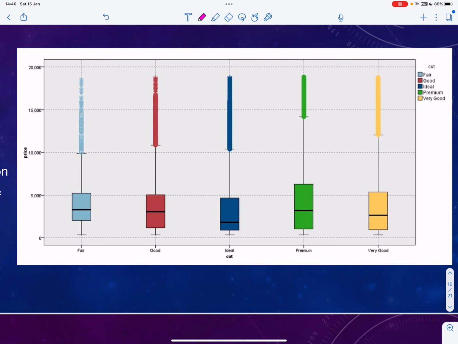So to review, a box plot is about a distribution. This is the first quartile, and it means that 25% of the diamonds that have fair cut have their prices lower than this value. So 25%. This is the median or second quartile. So it's median. This is the third.